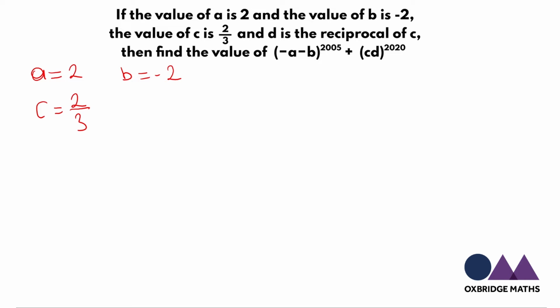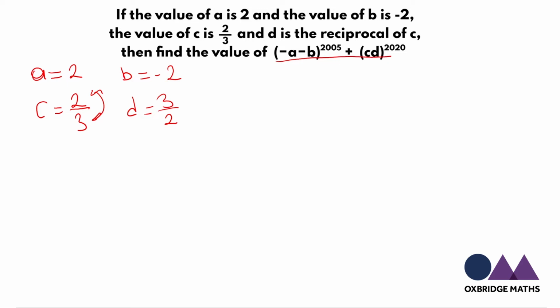Remember it from question 4. To find the reciprocal of a fraction, turn the fraction upside down. Therefore, if C is 2 over 3, to find the reciprocal of 2/3, turn it upside down. It will be 3 over 2, which is the value of D. Now, we have summarized the question in mathematical language, and all values are ready to substitute into this expression.